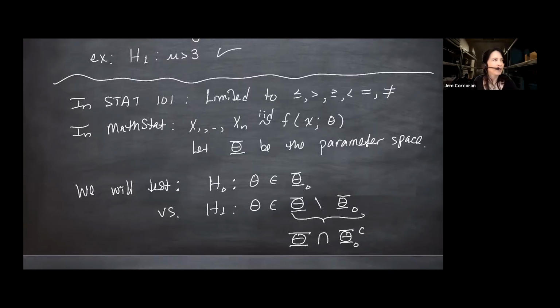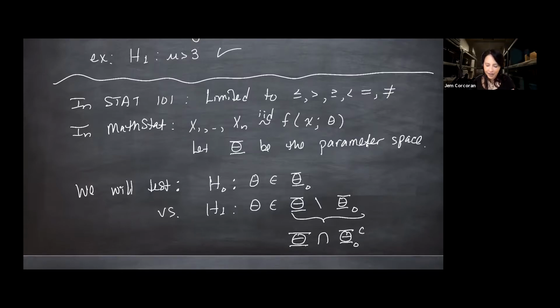Could be like, test the hypothesis, take x1 through xn IID exponential with rate lambda, and test the hypothesis that the sine of lambda is greater than 0.5. I don't know why you'd want to do that, but you can. Okay, so not only are we going to do more general things, we're definitely going to be dumping normality.